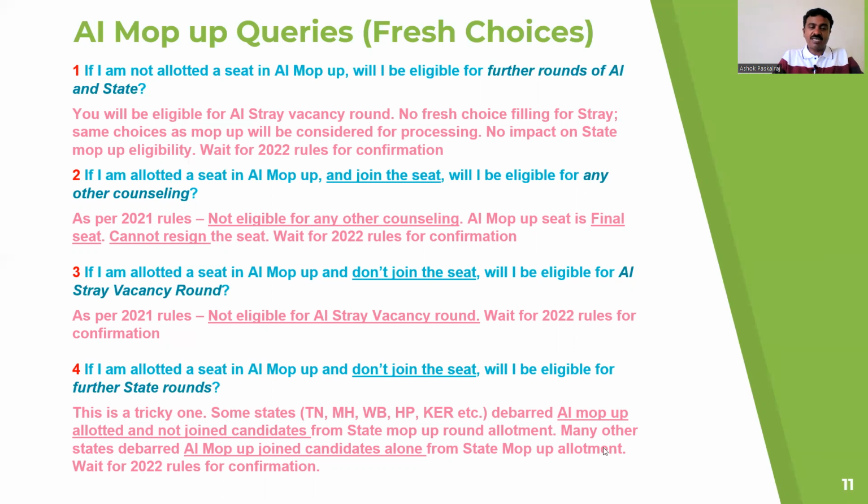But many other states just debarred All India Mop-up candidates who joined their seats. So other than these 6 plus a few states maybe which we have missed out, many of the other states debarred All India Mop-up joined candidates from state Mop-up allotment. So once you join an All India Mop-up seat, in those states you will not be eligible for state Mop-up allotment. So let's be very clear. The most important things here are, once you are allotted a seat in All India Mop-up, you will not be eligible for All India Stray. Once you are allotted a seat, in some states, you will not be eligible for the state counseling, and in some states, you will be eligible for the state counseling.